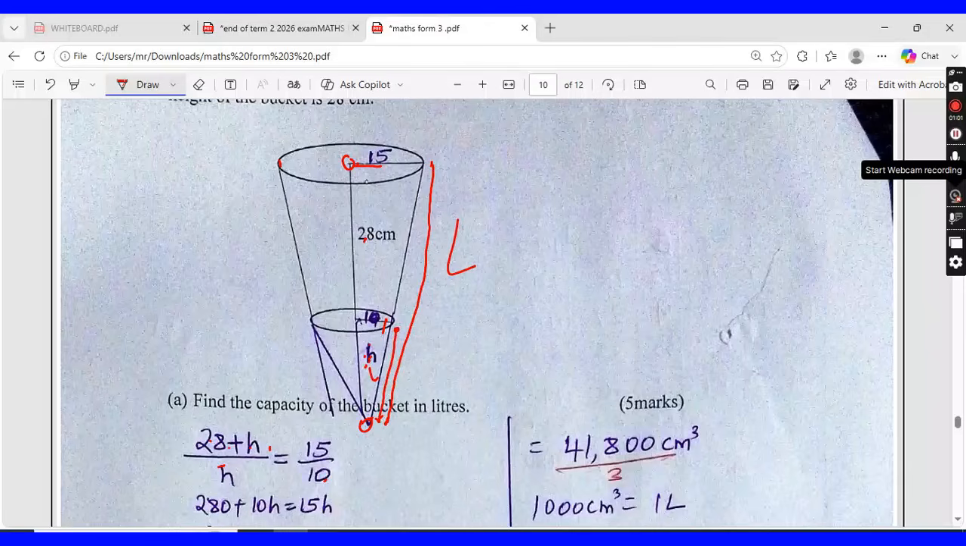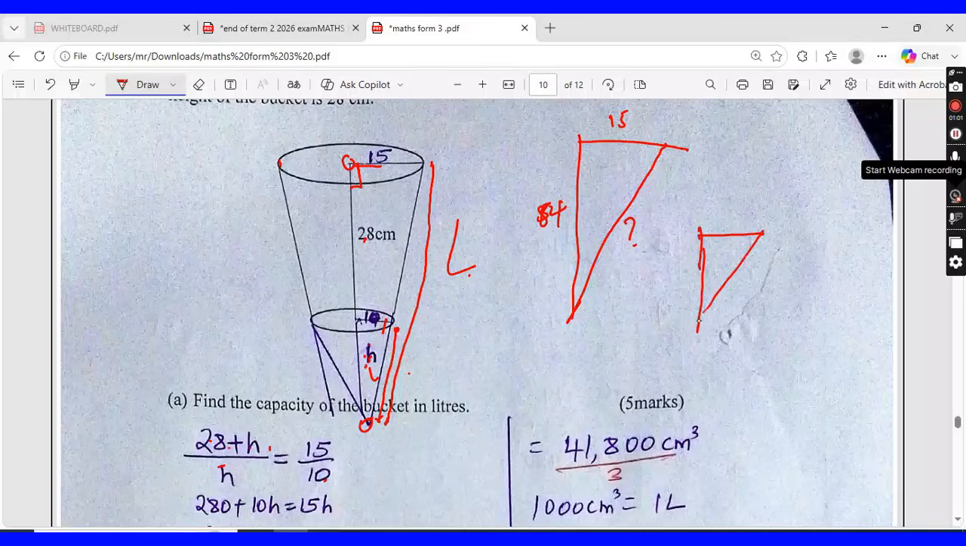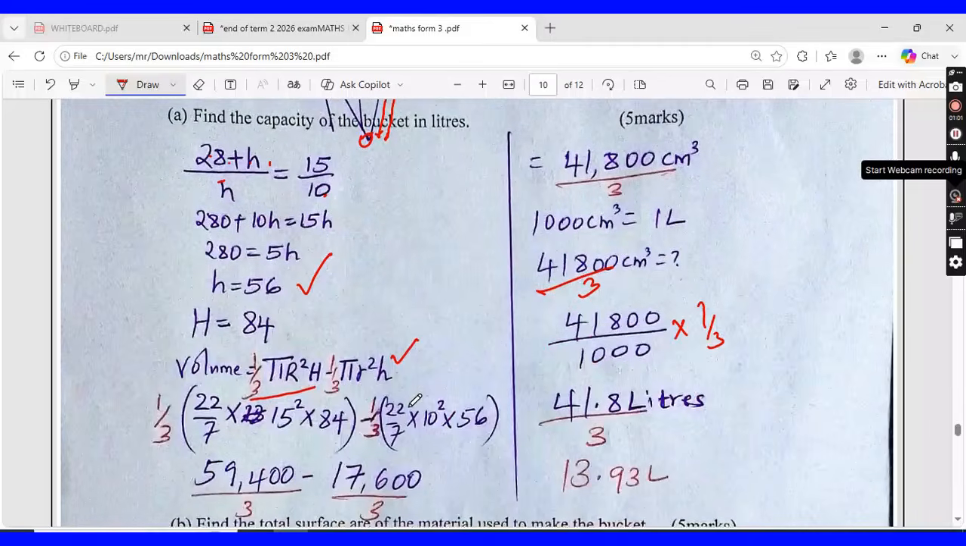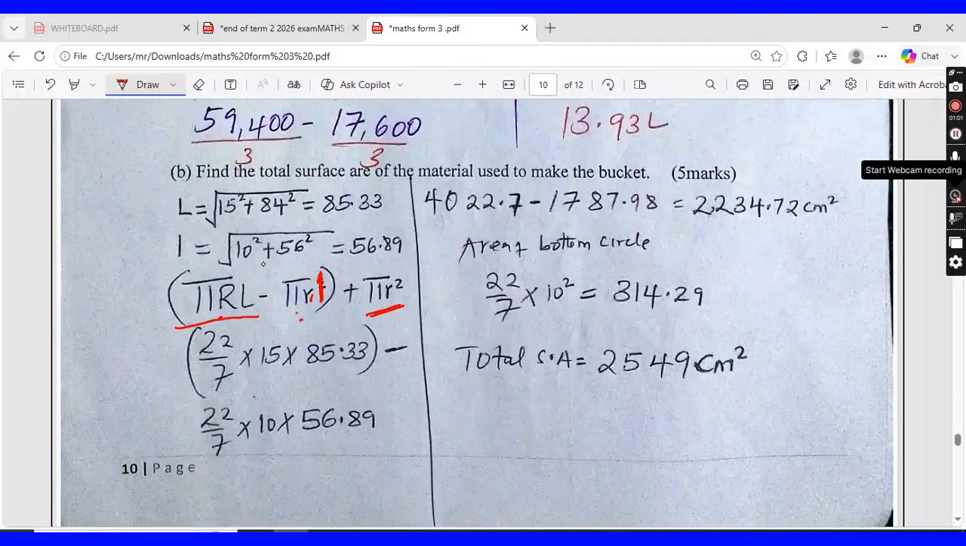So to do that, remember this is a right angle triangle. Use Pythagoras theorem to get capital L and small l, because it forms a right angle triangle. This is 15 and we have here 84. Now you will get this one, and for the small one we have 10 and 56, you will get small l. So using that Pythagoras theorem, that's what we have used here to get the length.